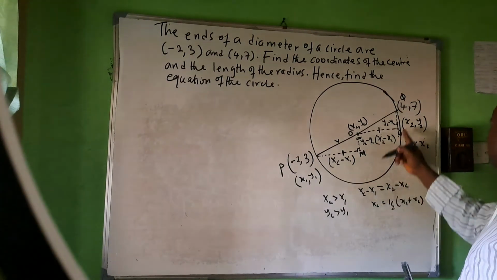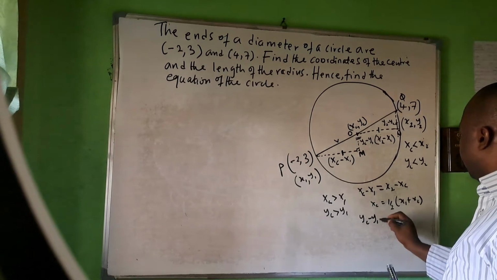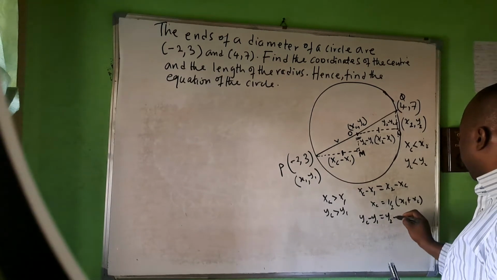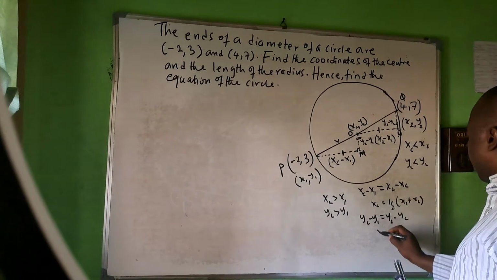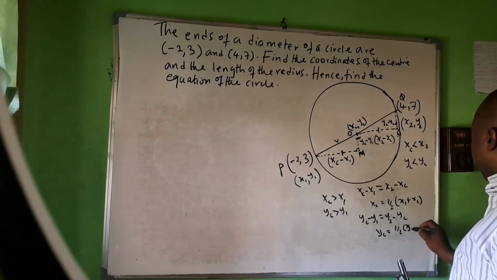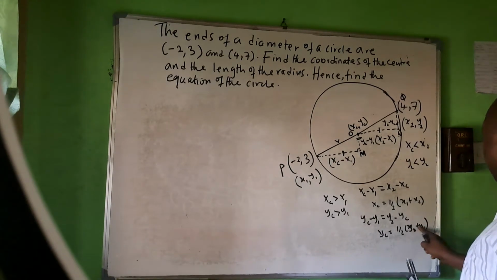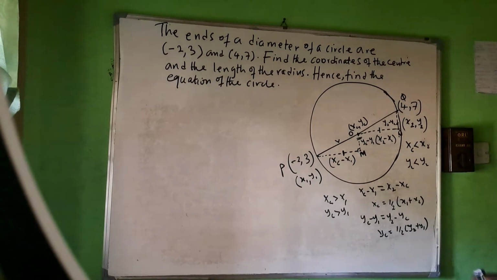Now, the same thing applies here. YC minus Y1 equals Y2 minus YC, giving us YC to be half of Y2 plus Y1. It doesn't matter whether it's Y2 first. Okay?